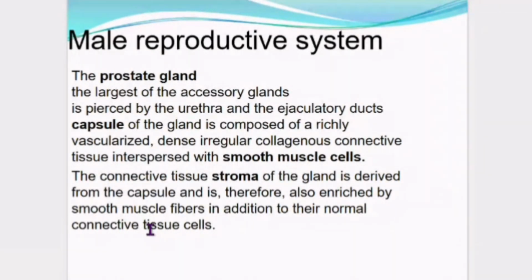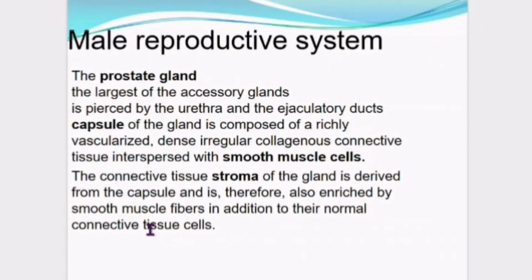Now we have got things that you call accessory glands. Okay, accessory glands, we need to remember this one, right? Of the accessory glands of the male reproductive system, the largest one is your prostate gland. It is going to be pierced by the urethra and by your ejaculatory ducts, and this is how we divide it into your 5 lobes that we speak about when you're in gross, right?